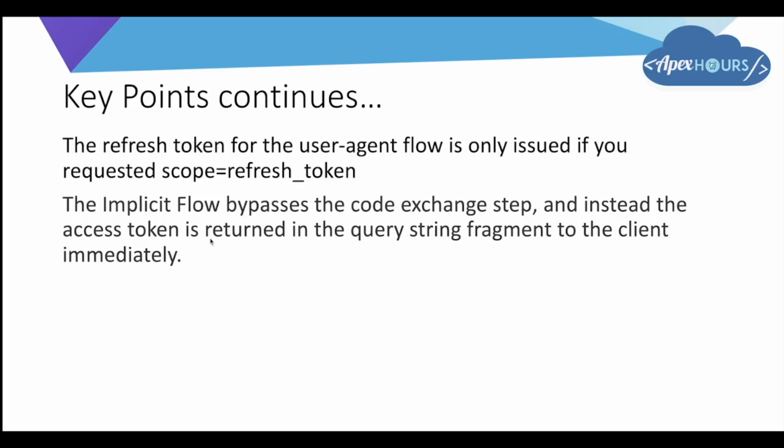to the client immediately. It is very important to remember that in web server flow, we first hit the authorization endpoint where we get the authorization code. Once we fetch that authorization code, then we hit the token endpoint and get the access token. But here we make just one request where we directly get the access token, so there's no intermediate step of retrieving the authorization code.